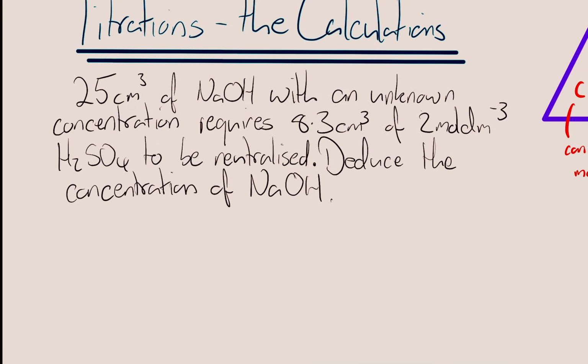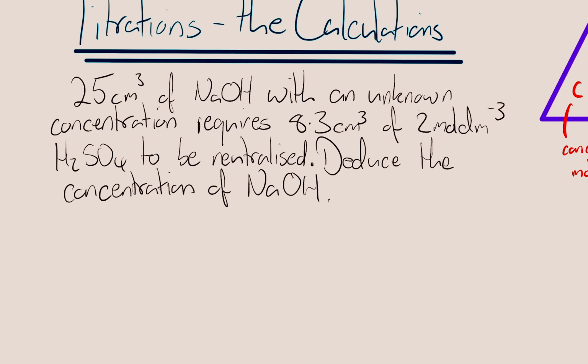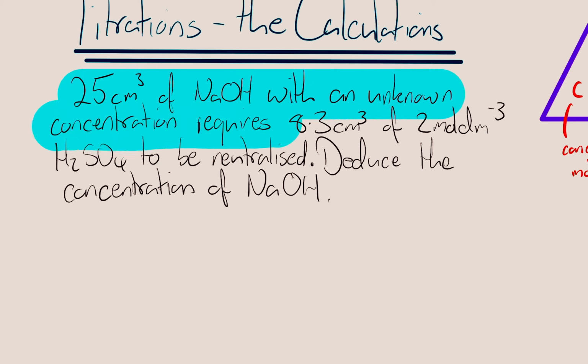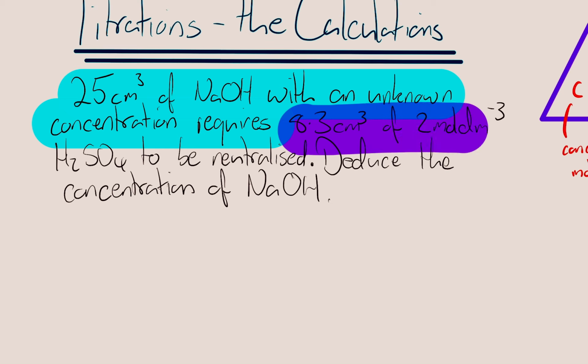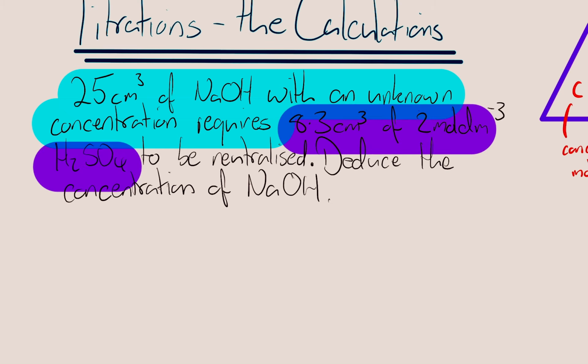25 centimeters cubed NaOH, unknown concentration. Right, so that's all one thing. We can group all of that together. Requires 8.3 centimeters cubed, 2 mole per decimeter cubed, H2SO4 to be neutralized.